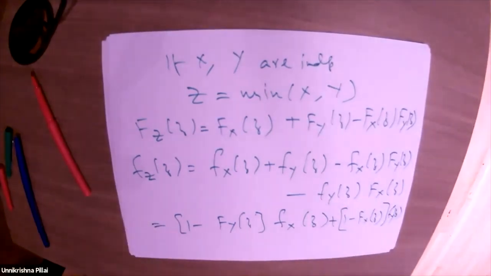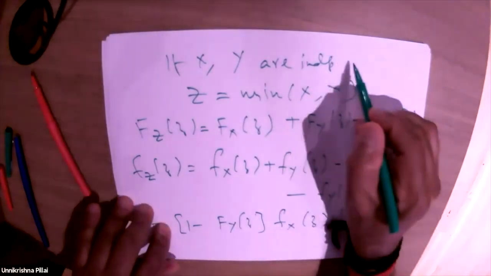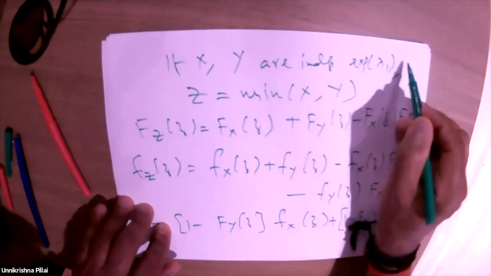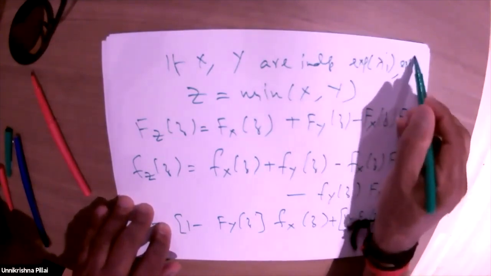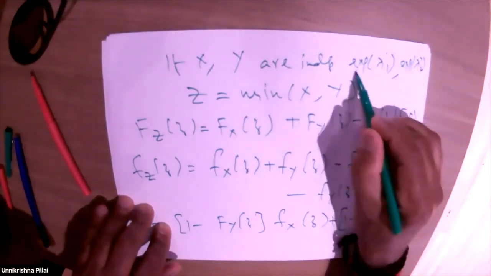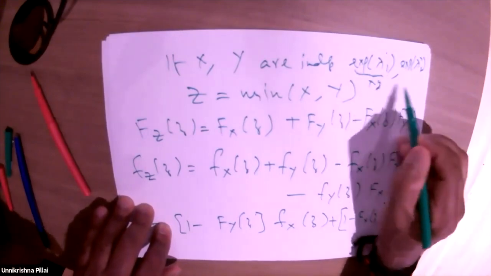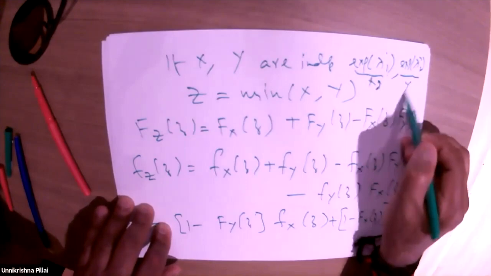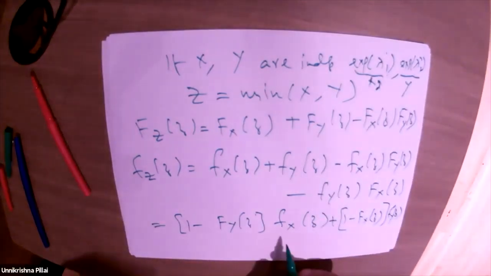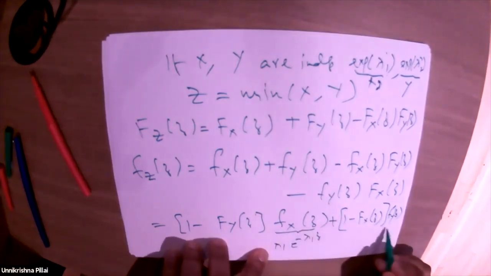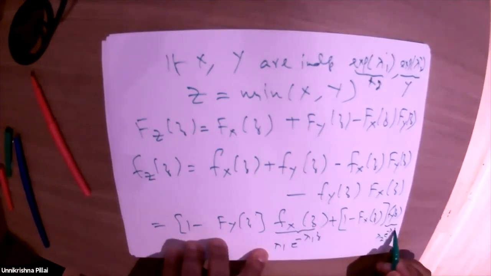So that's the formula. Let's say x and y are independent exponential with the parameters lambda 1 and lambda 2. You understand what I'm saying? X is exponential with lambda 1, y is exponential with lambda 2. So we can plug it in here. This is lambda 1 e raised to minus lambda 1 z, this one. This is lambda 2 e raised to minus lambda 2 z.